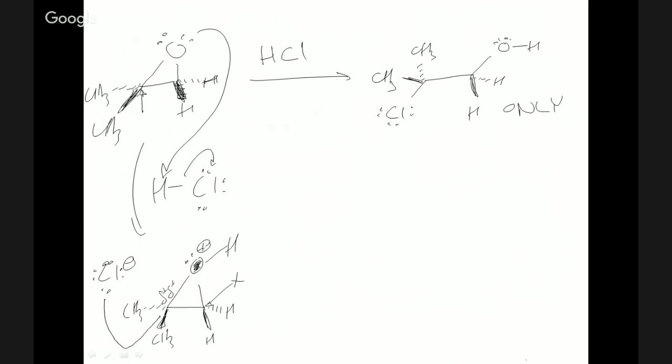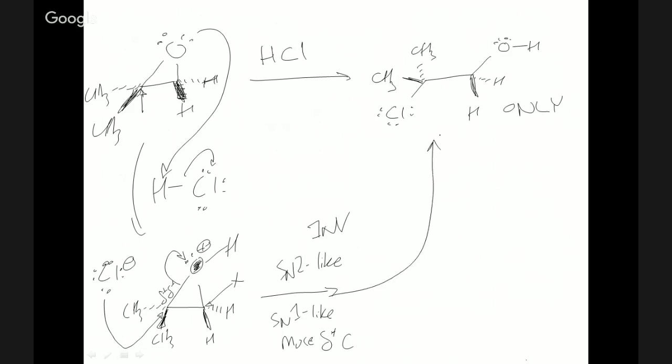attacks the more partially positive carbon, the more electrophilic carbon, and pops it open, but it does so in a concerted way. So it's SN2-like in that it gives inversion, but it's SN1-like in that it attacks the more positive carbon, but not a carbocation. It's really fascinating. It's a hybrid between SN2 and SN1. Okay, that leads us to product right there, and you only get inversion.